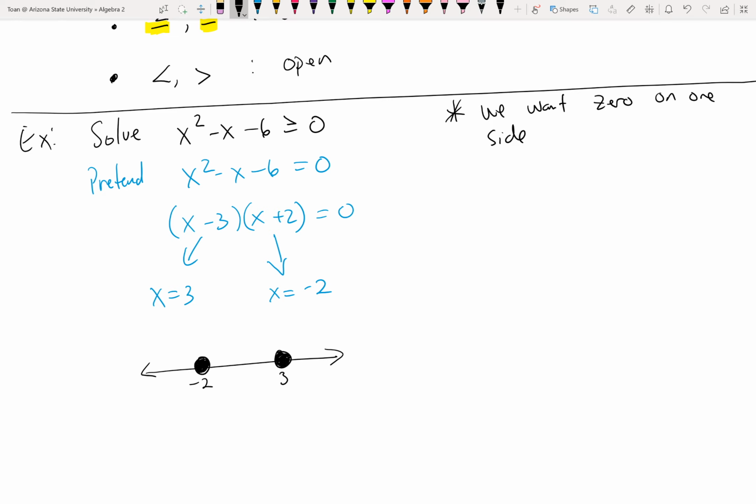And the last thing I'm going to look at is the shape. So take a look at the original problem. Don't look at the pretend part. Don't look at the blue. Look at the original. See how the leading coefficient is positive 1? See how the a value is positive? That means it will have an upwards shape, right?